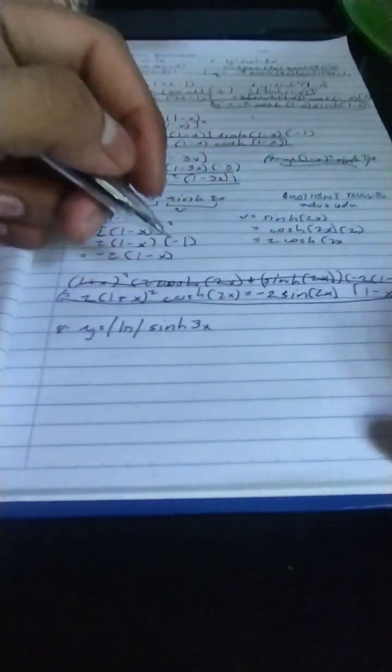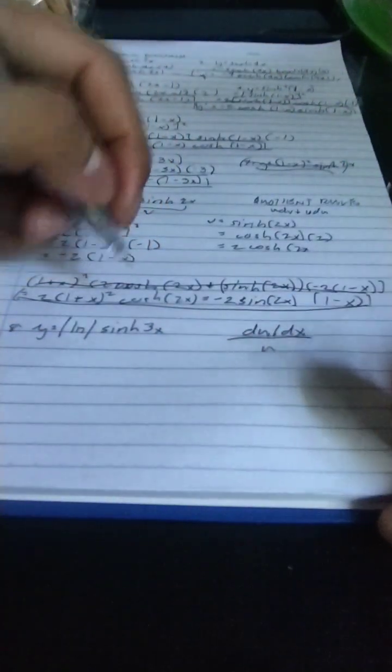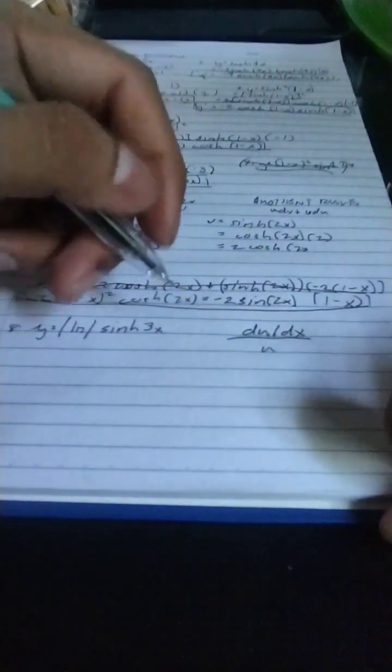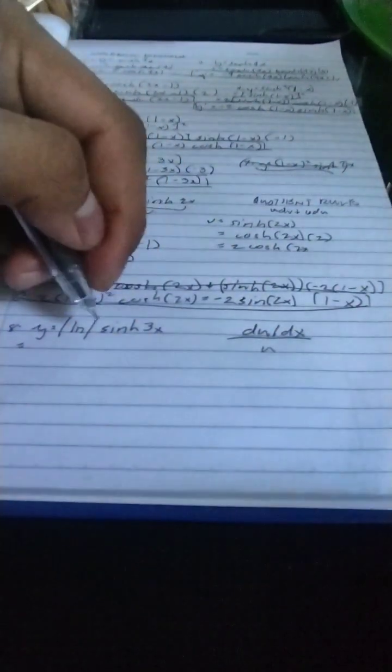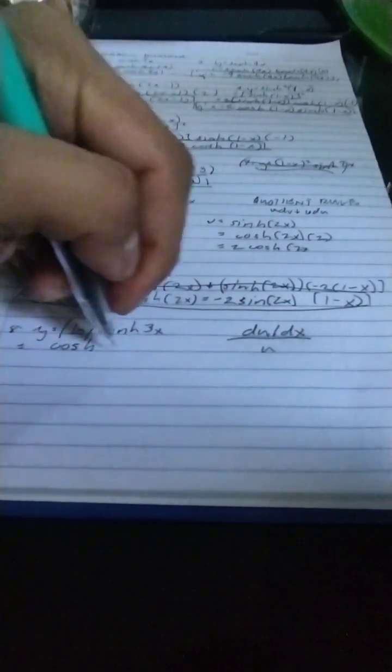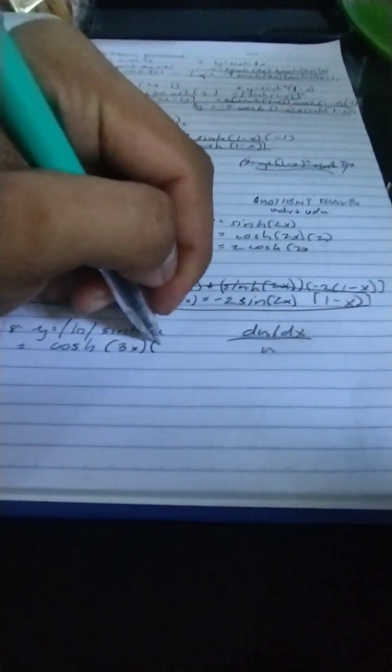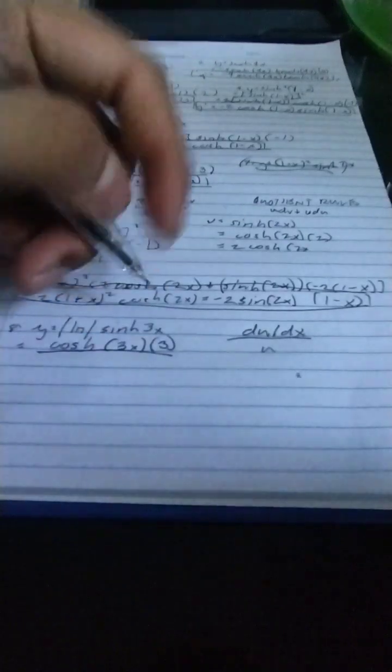Number 8. I have y is equal to natural logarithm of hyperbolic sine in the angles of 3x. The rule for this is du dx over u. Our u is hyperbolic sine in the angles of 3x. So first we have to derive hyperbolic sine 3x, which is hyperbolic cosine in the angles of 3x, then the derivative of 3x is 3. Then over the u.